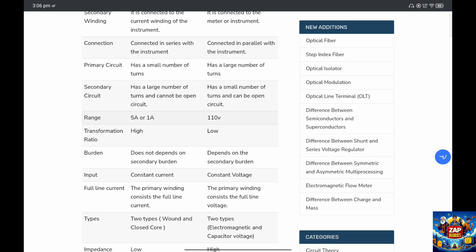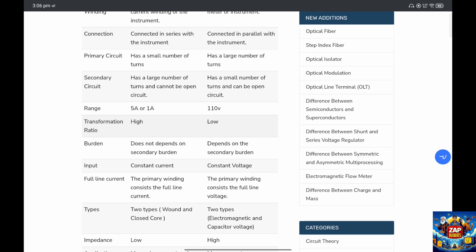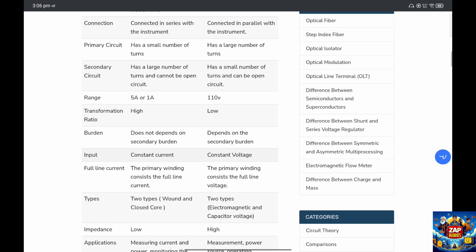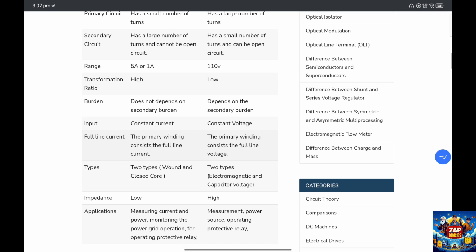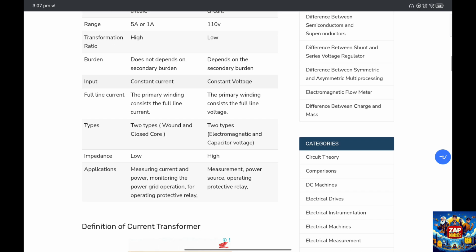The range of a CT is from 5 amps to 1 amp, and in the case of PT, it is generally up to 110 volts. The transformation ratio of a CT is very high, but in the case of PT, it's a low transformation ratio. Okay, so you can check the other points as well, like the impedance. Here we have two types of CTs given by Circuit Globe. They mention the wound type and closed core type. Basically, only these types are required.